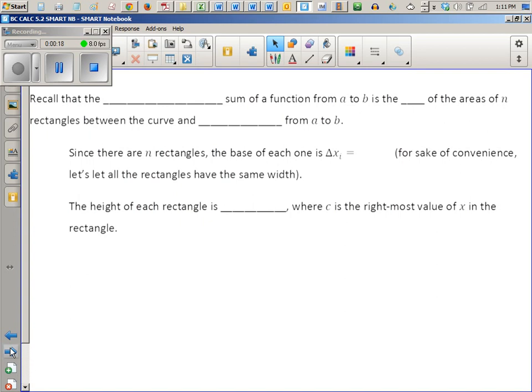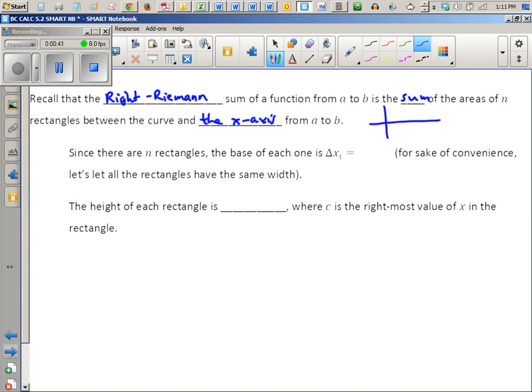I want to remind you that the right Riemann sum of a function from a to b is just the sum of the areas of n rectangles between the curve and the x-axis from a to b. So what we're saying is, you can go from a to b, and there's all these rectangles, right? And if you're doing right rectangles, they kind of look like this. Here I've drawn 3 of them, but you can certainly draw more. And let's just say there were n of them.